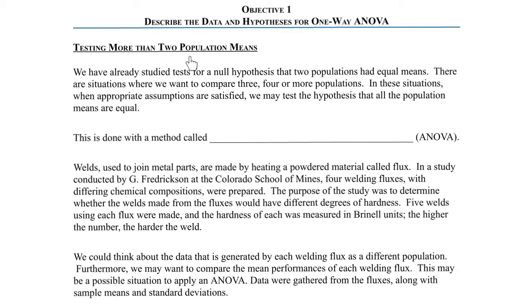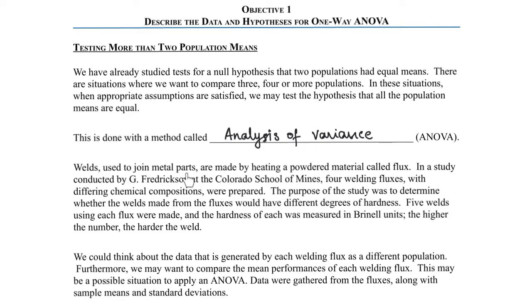Testing more than two population means. We have already studied tests for a null hypothesis that two populations had equal means. There are situations where we want to compare 3, 4, or more populations. In this situation, when appropriate assumptions are satisfied, we may test the hypothesis that all the population means are equal. This is done with the method called analysis of variance, or ANOVA for short.